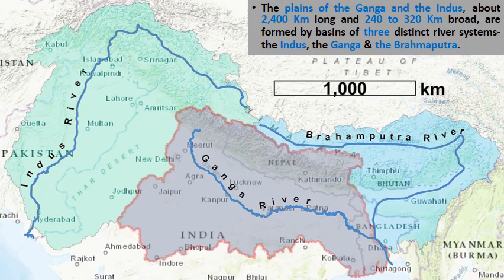Here we go. The plains of the Ganga and the Indus, about 2,400 km long and 240 to 320 km broad, are formed by basins of three distinct river systems: the Indus, the Ganga, and the Brahmaputra.